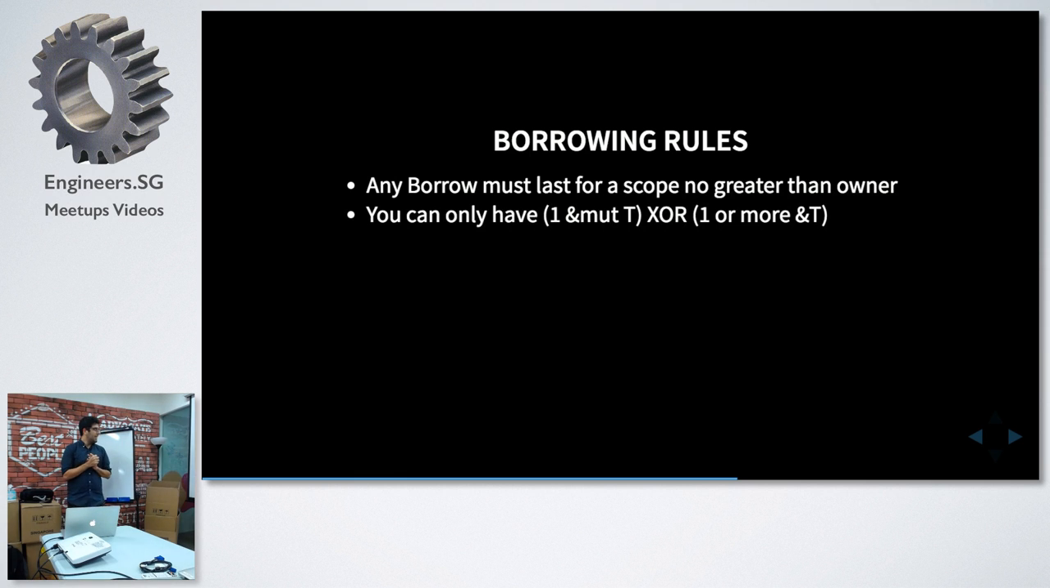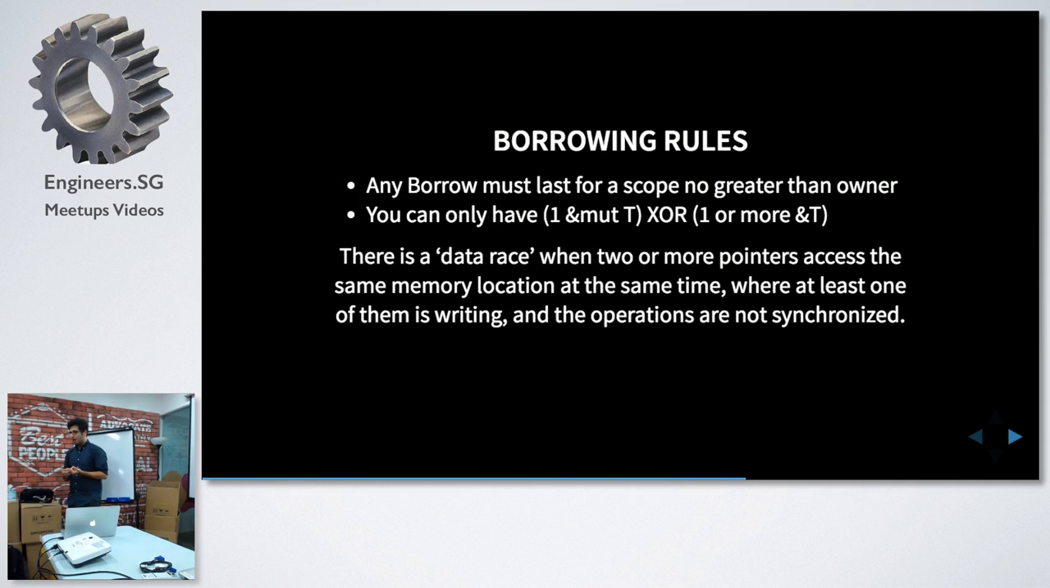The other rule is that you can only have one mutable reference exclusively, or you can have as many immutable references as you want, one or more. So basically, you cannot have a mutable reference and an immutable reference at the same time. You can only have one mutable reference at any given point in time in your program. Okay? And this makes sense as well, because this is the definition of a data race. A data race would occur if two pointers access the memory location at the same time, and one of them is writing while the other is reading. Right? This sort of condition would lead to a data race.